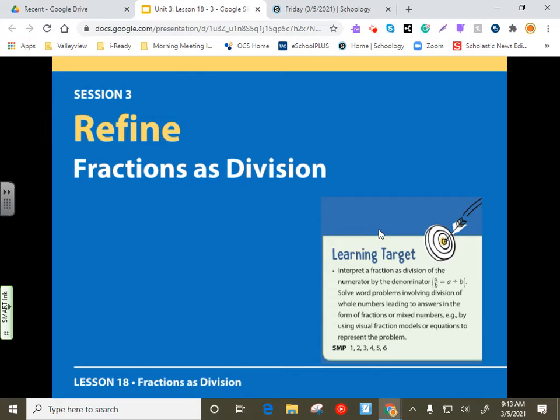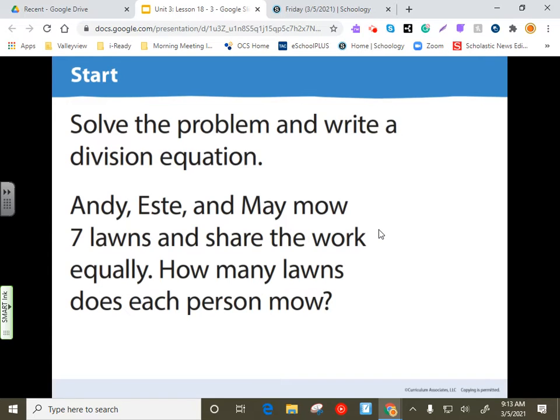So let's do a warm-up first. Solve the problem and write a division equation. So Andy, Estee, and May mow 7 lawns and share the work equally. How many lawns does each person mow? What helps me for questions like this is I gather up how many people are involved and I write the number down. So that helps me visualize it a little better. And we have 7 lawns divided among 3 people.